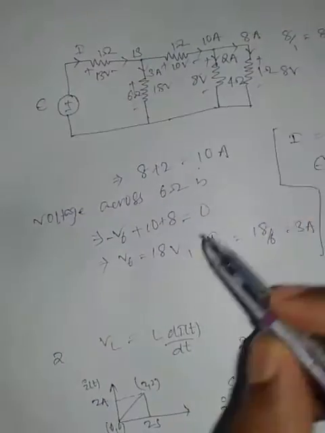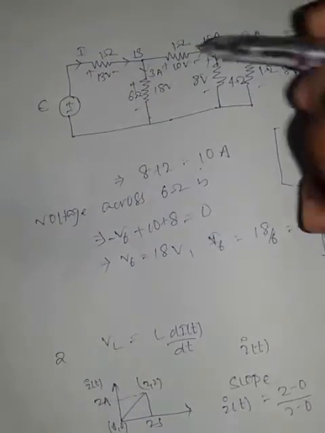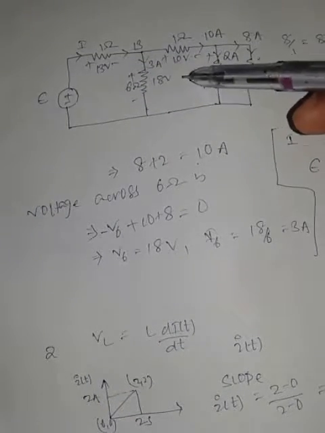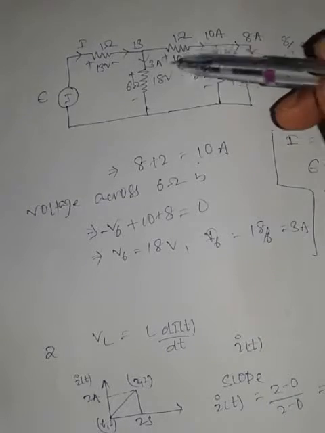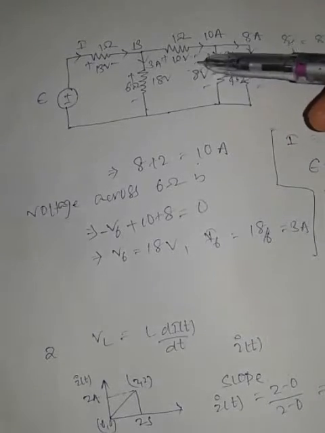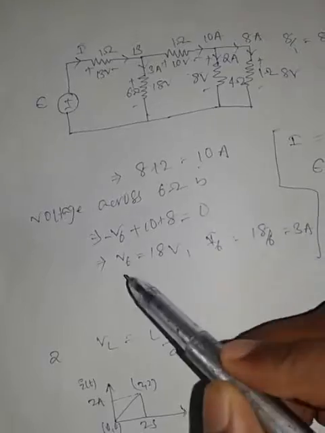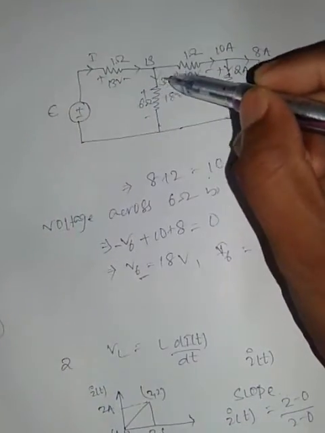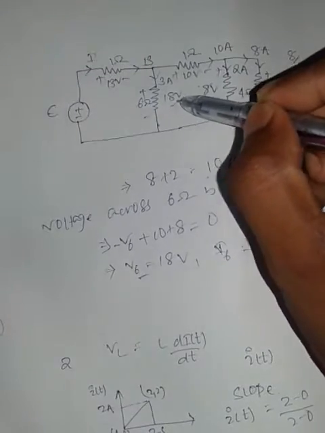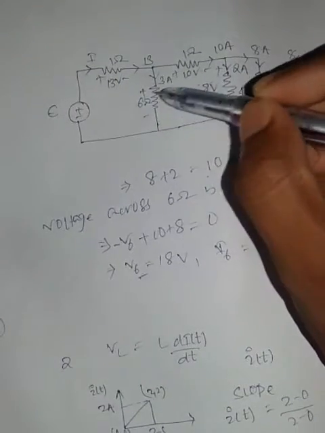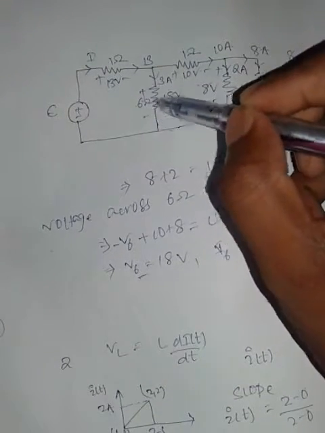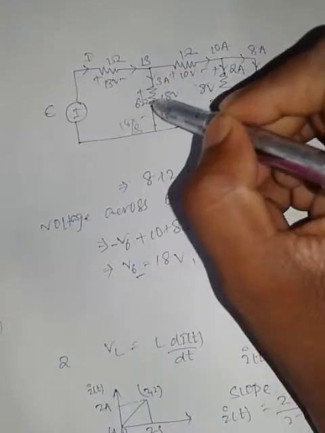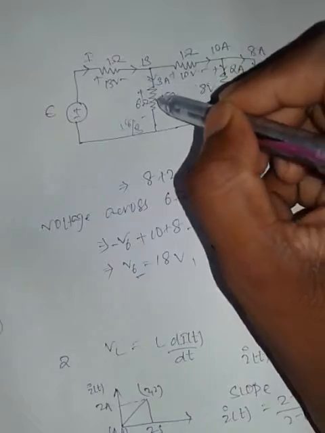So this voltage drop will be 18 volt. Either way you can take the sign change, because we are changing the sign of all the voltage drops across the connected elements. So V6 will be 18 volt. With 18 volt drop across the 6 ohm resistance, the current flow will be 18 by 6, which is 3 ampere flowing through it.